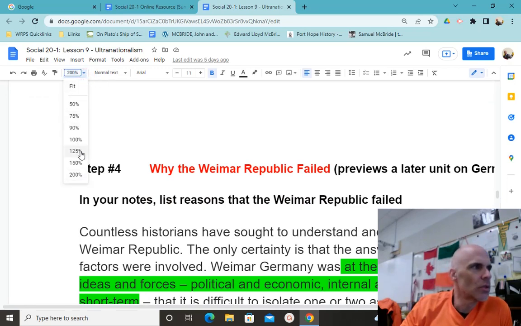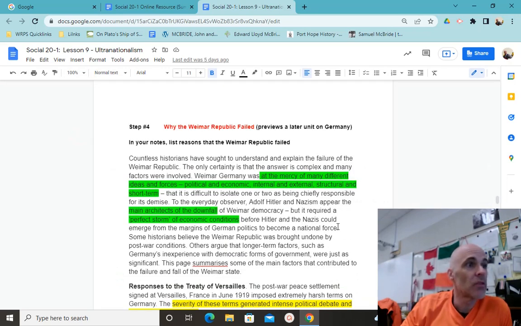So now we're going to go to some notes that we have here. Why the Weimar Republic failed. Certainly you can read through them on your own, but I do want to highlight some key points. Weimar Republic was at the mercy of many different ideas and forces: political, economic, internal, external, structural, and short-term. And the architects of the Weimar democracy are often the victims of this perfect storm of conditions that they had to face.